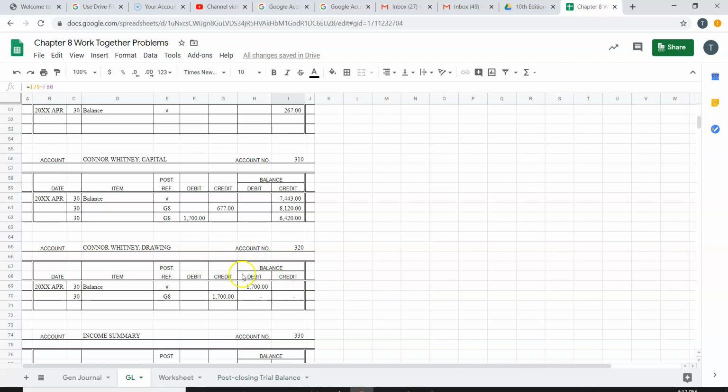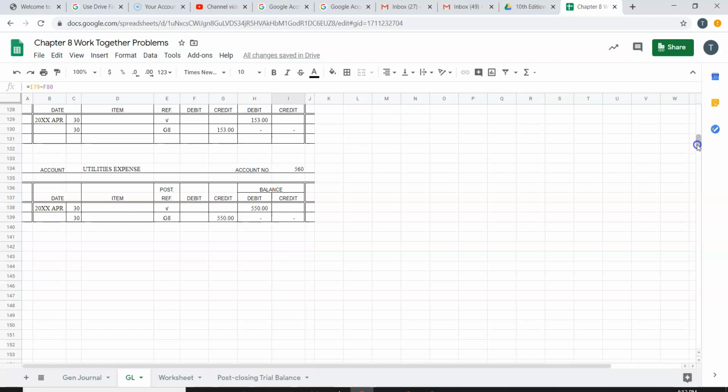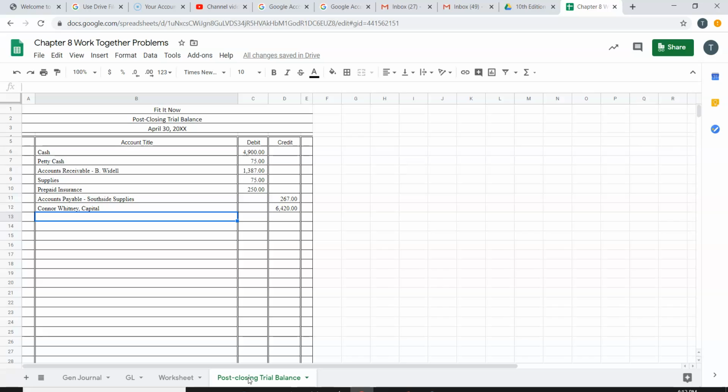Okay, after that I've got drawing, which has no balance. Income summary I know has no balance. These are our temporary accounts: sales and all the expenses. Because these have been closed out, they don't appear on the closing or post-closing trial balance.